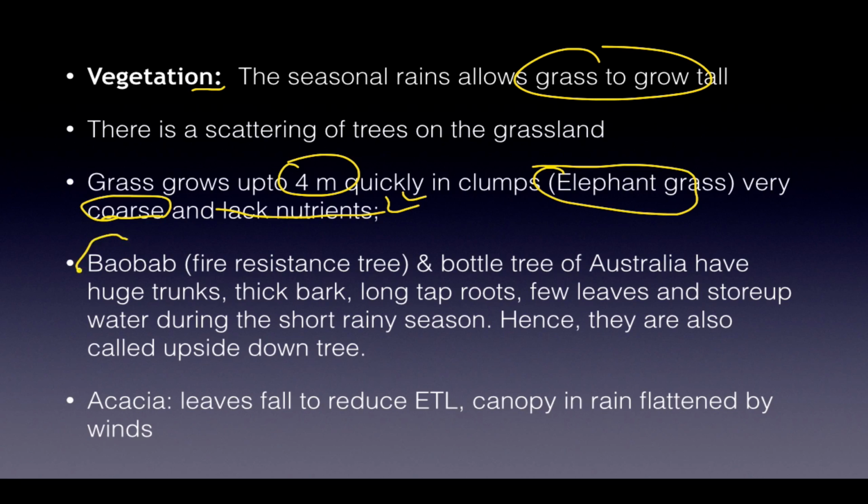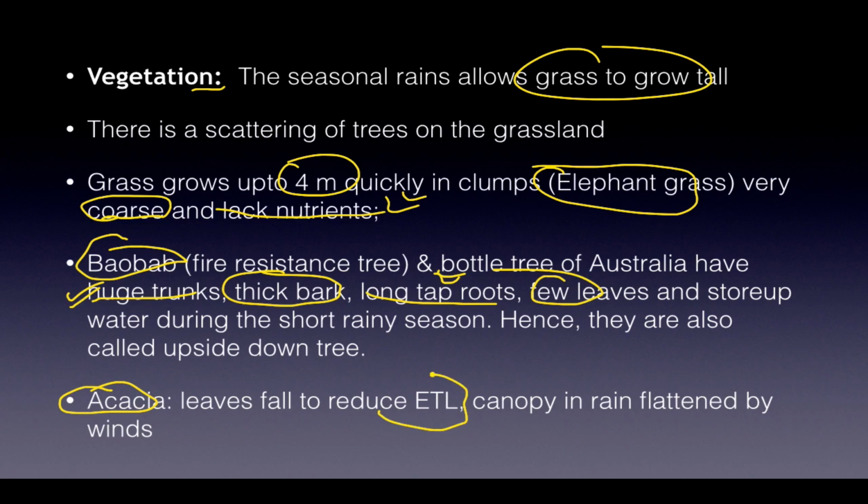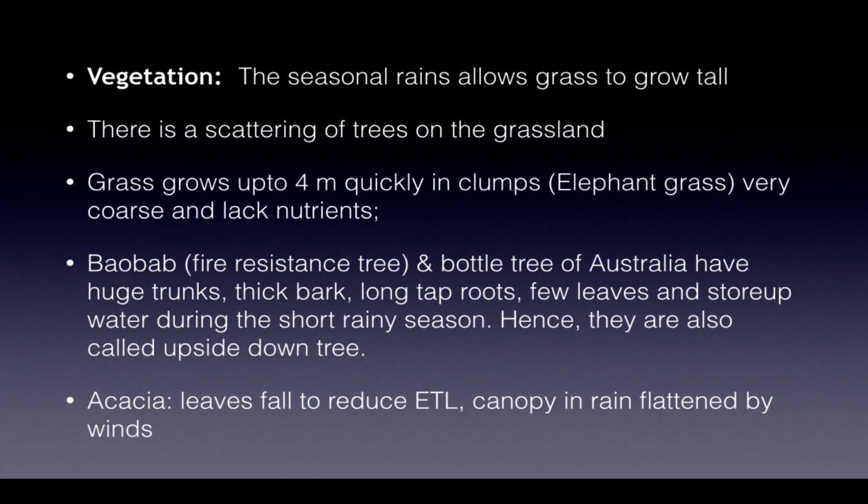Now the baobab, as I've already told you, has a huge trunk which stores up to 100,000 liters of water. Then it has thick bark which helps in fire resistance. It has long tap roots so it can look for water, and it has few leaves, so ETL is very low. Similarly, in acacia, ETL is very low. What is ETL? ETL is evapotranspiration losses. There is a canopy, but it gets flattened by wind.